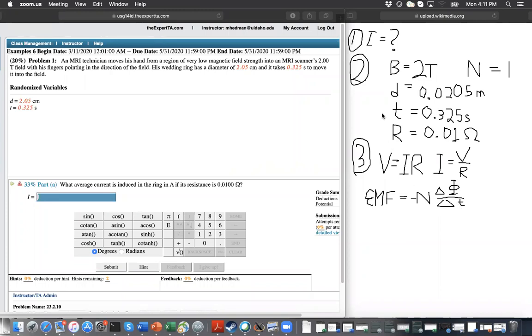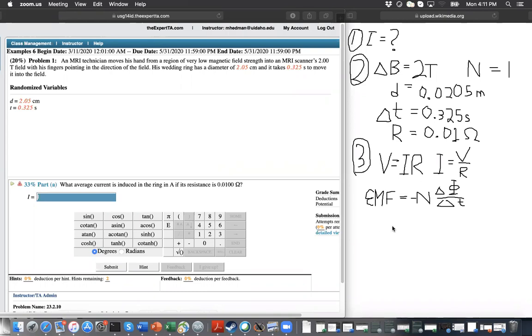What's the change in time? Well, we have a time here that is the time it took to do things, so we can say that's the delta time. But what's the change in the magnetic flux? Well, if we think about this, this is not really the absolute, this is the magnetic field we stuck our hand into, but it's also the change in magnetic field, since we started from a place where the magnetic field was 0. So we know what the change in B is.